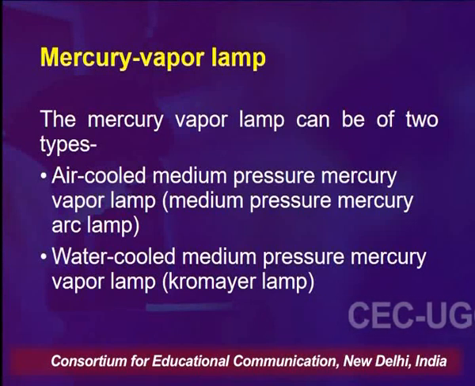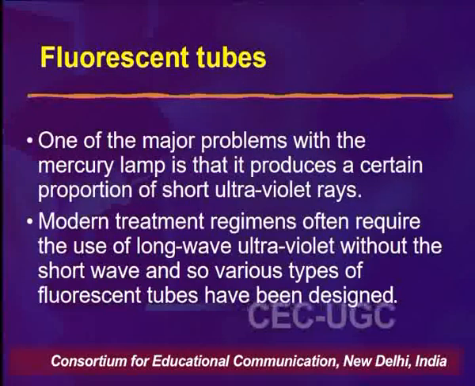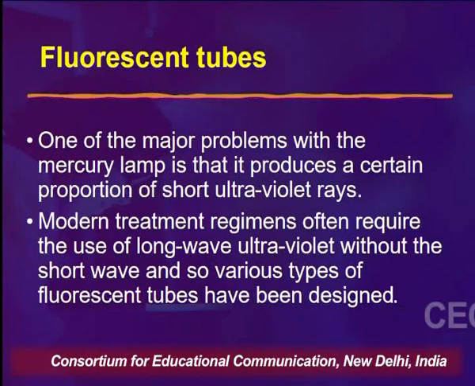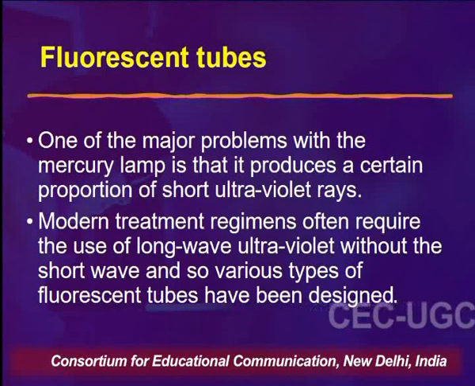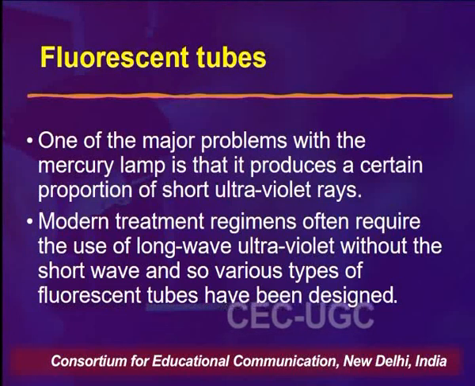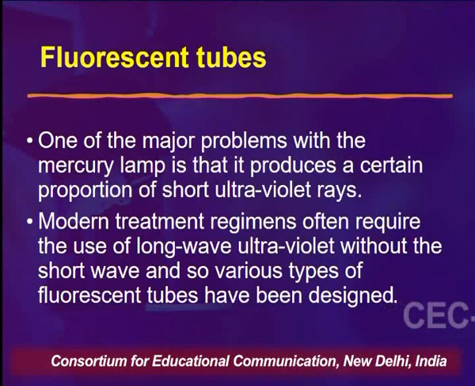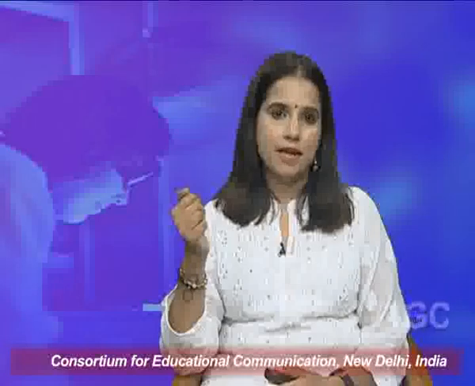Air cooled mediums are medium pressure mercuries, and water cooled mediums are also medium pressure mercury lamps. Then the next one is fluorescent tubes. One of the major problems with the mercury lamp is that it produces a certain proportion of short ultraviolet rays. So modern treatment regimes often require the use of long wave ultraviolet without the short wave, and so various types of fluorescent tubes have been designed.